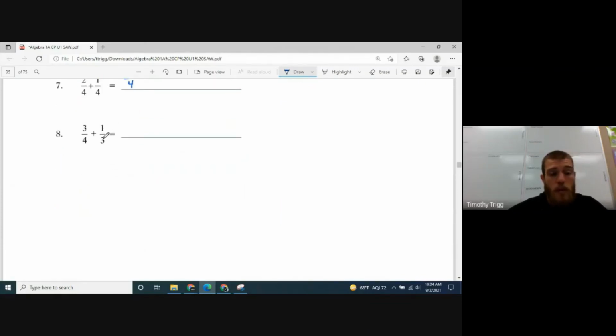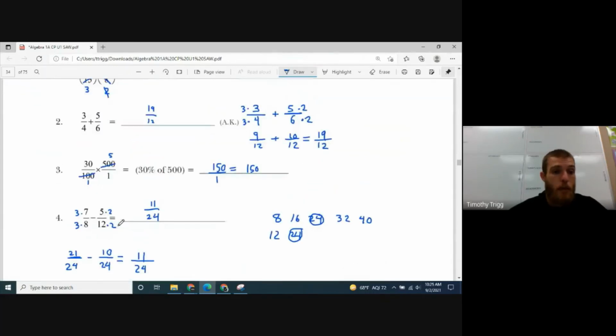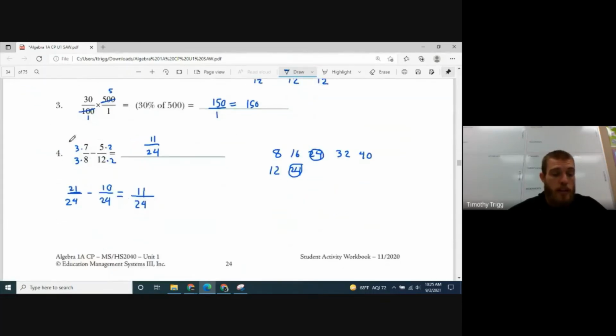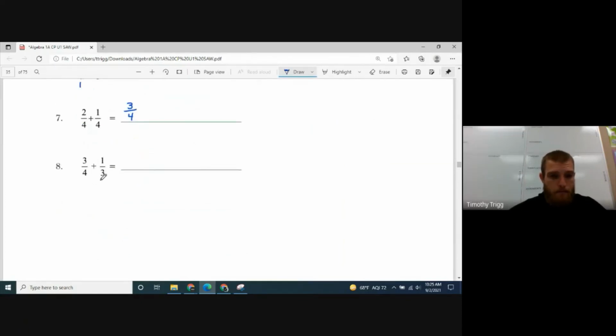For this one, see if you can do this one on your own. Find a common denominator between fourths and thirds. Change both fractions to have that denominator, and then add them together. You can look at the example we did for number 2 and the example we did for number 4 to help you with number 8 here.